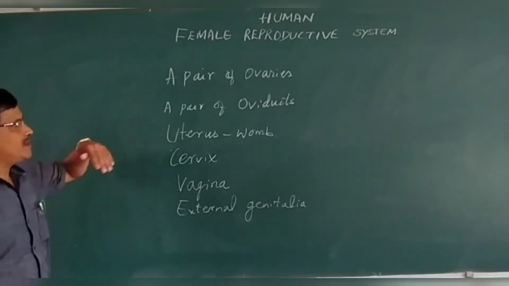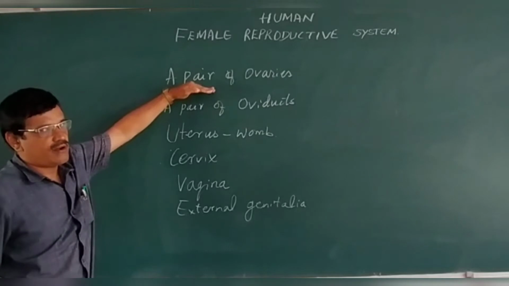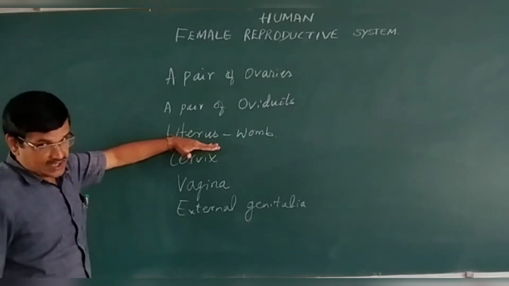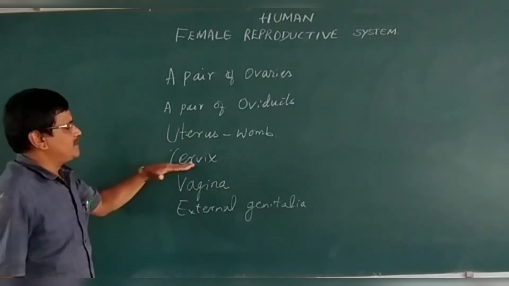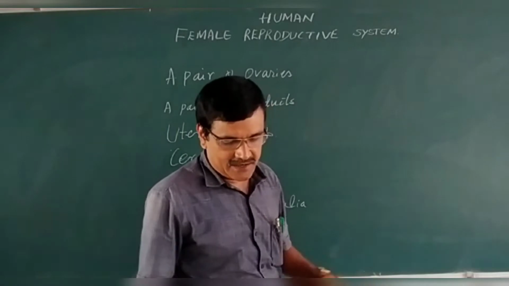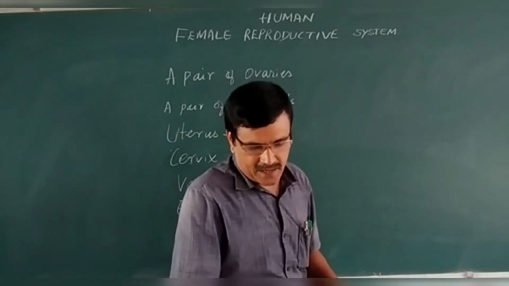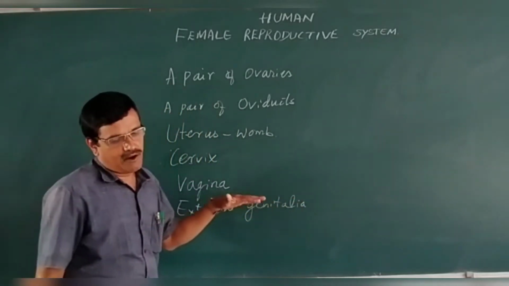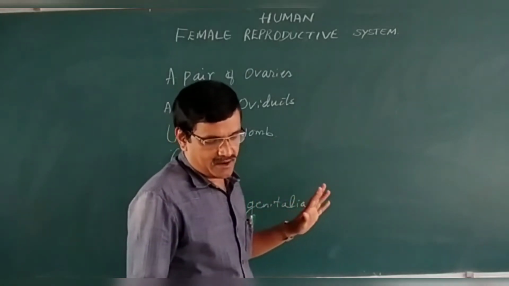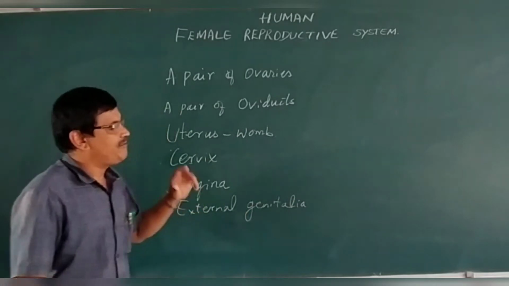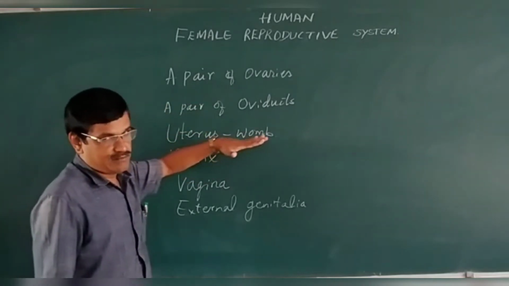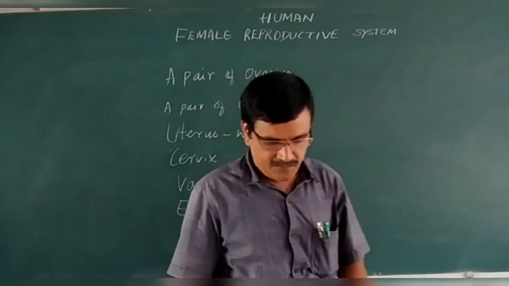The female reproductive system thus consists of a pair of ovaries, a pair of oviducts, and a uterus, which is also known as womb, then cervix, vagina, and external genitalia. And these parts of the system, along with a pair of mammary glands, are integrated structurally and functionally to support the process of reproduction in human beings.